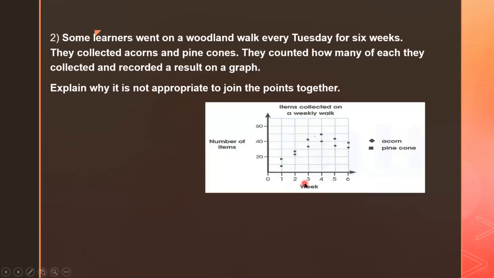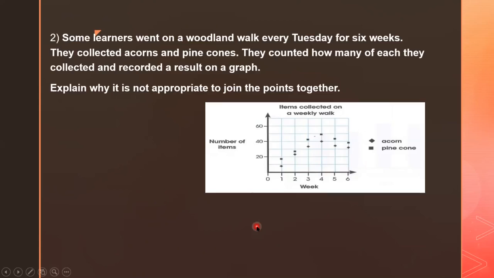So this is the first graph. This is the graph which gives you an idea about items collected on a weekly walk. Here you can see weeks mentioned on the x-axis and number of items mentioned on the y-axis. Here they have given you the keys, or indicators. A diamond shape represents acorns, and the square shape represents pine cones.